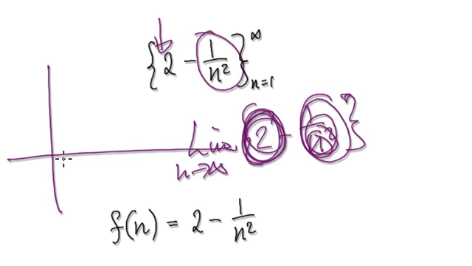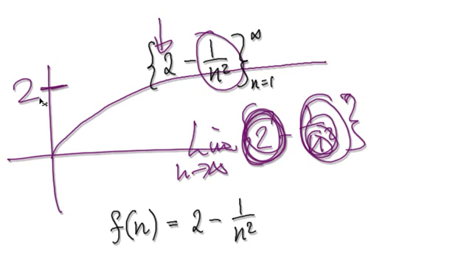So your sequence will look something like this. It's always climbing, but it's bounded by 2. Okay.